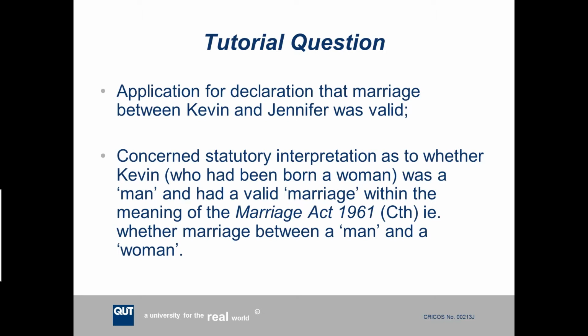Now, an Australian case dealt with similar themes. This was an application by Kevin to the Family Court of Australia, asking for a declaration of validity of his marriage. I guess it was really a test case, because Kevin had had gender reassignment surgery and wanted to test the law in Australia to see whether the court would hold that he was a man within the meaning of the Marriage Act, our Australian Marriage Act being the Act from 1961.